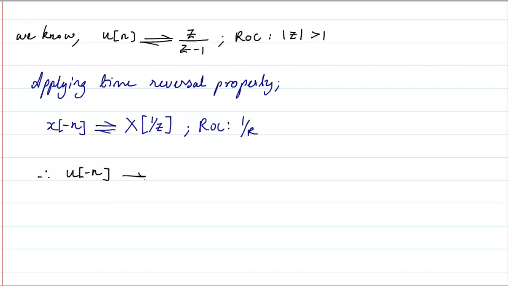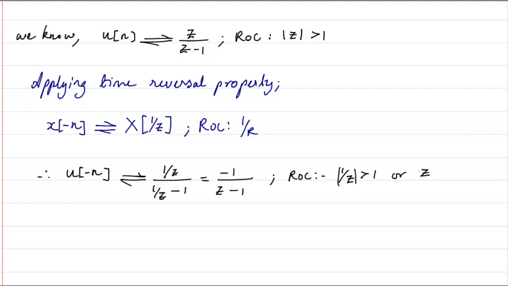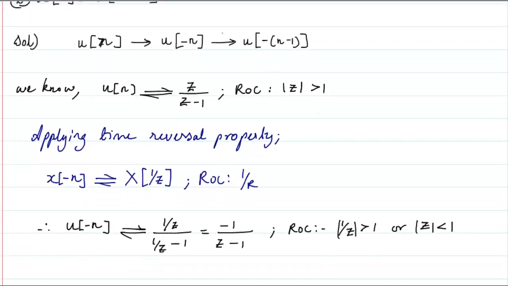So for using that, therefore u of minus n is going to have a Z transform of, instead of z I will substitute 1 by z, then 1 by z minus 1, which is equal to, if you remember just now we did, minus 1 divided by z minus 1. What is the ROC? ROC is 1 by z magnitude greater than 1, or z less than 1. Correct?